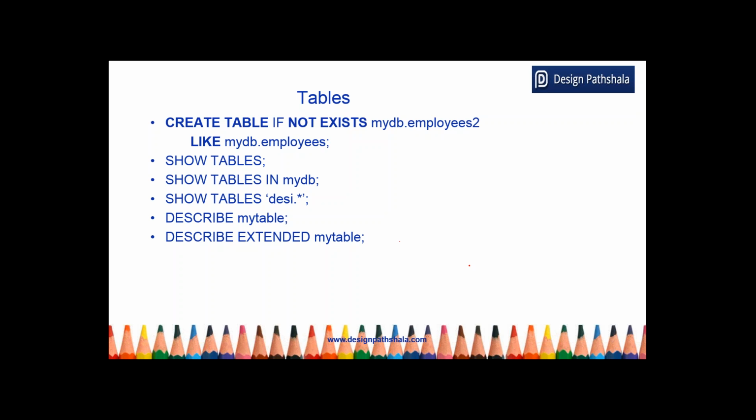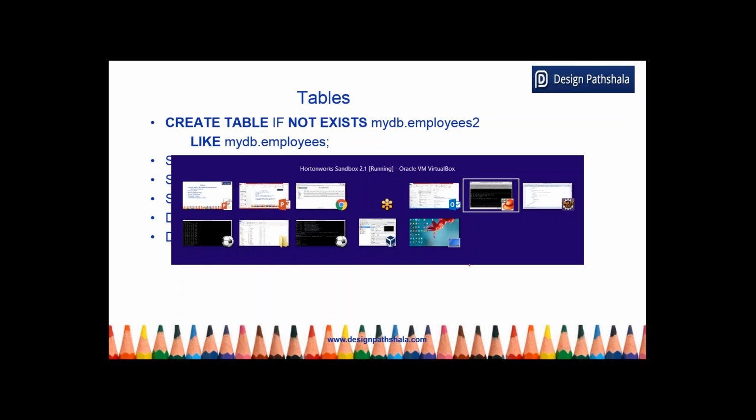Show tables like will show you all the tables whose name is starting with DSI, kind of thing. Describe table will give you the table definition, and describe extended will give you more of the table definition. So let's try to look at this describe definition.